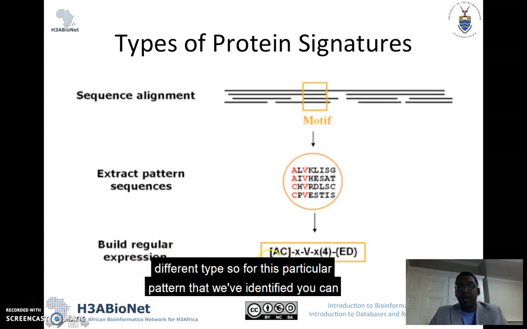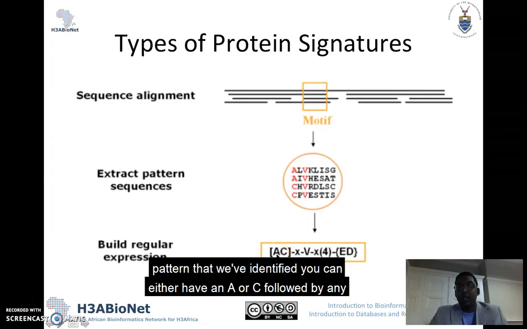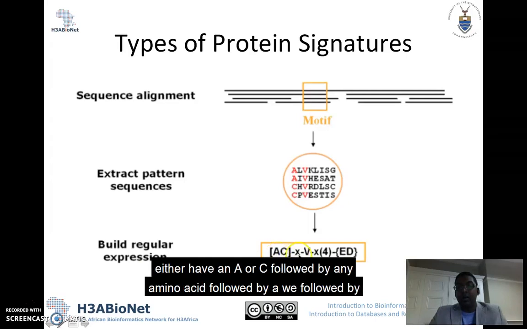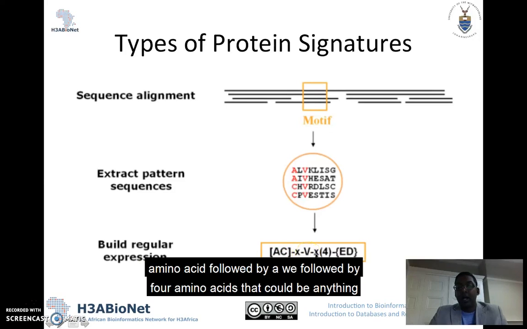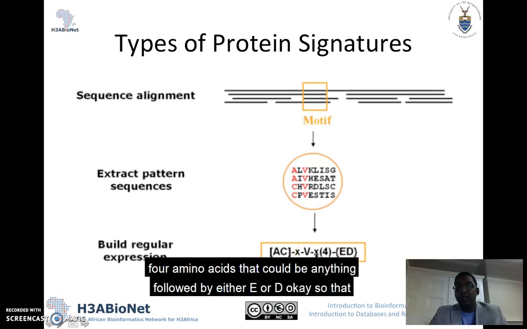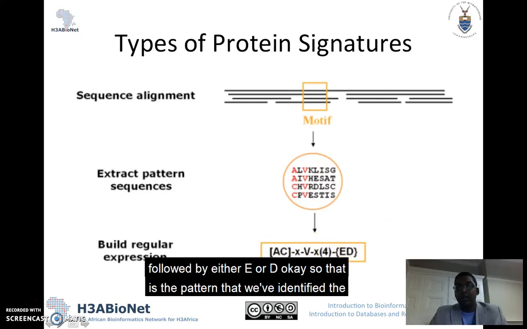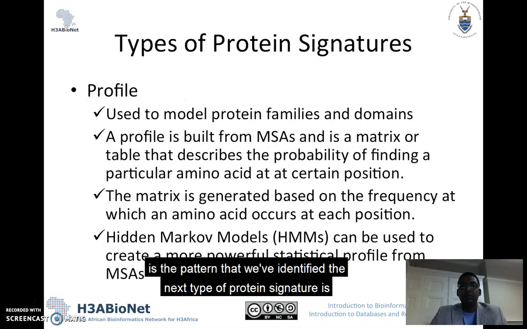So for this particular pattern that we've identified, we can either have an A or C, followed by any amino acid, followed by a V, followed by 4 amino acids that could be anything, followed by either an E or D. Okay, so that is a pattern that we've identified in this particular example.